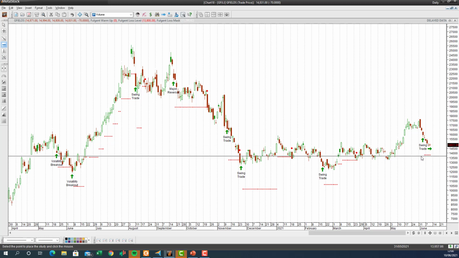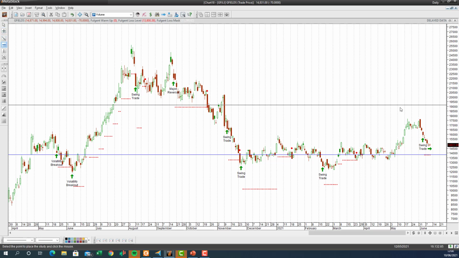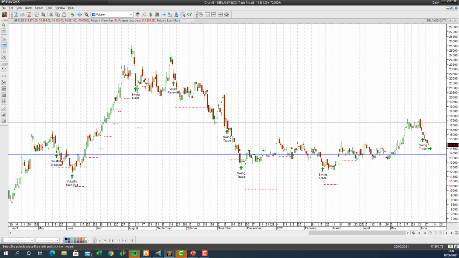There's the trailing stop loss, 13,800. I'm not sure if this is Goldfields or Gem Diamonds. Goldfields, probably Goldfields, yeah. And the upside target would probably be these old highs, that cluster there. So that would be your tiny swing trade range. So that one's working out well.